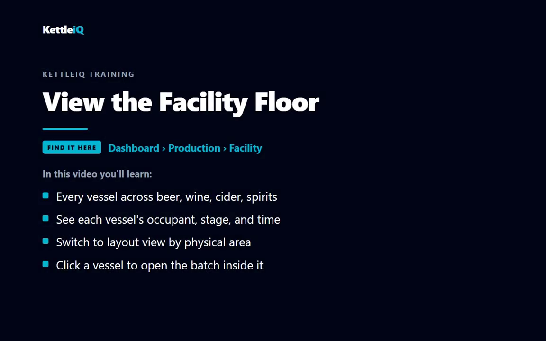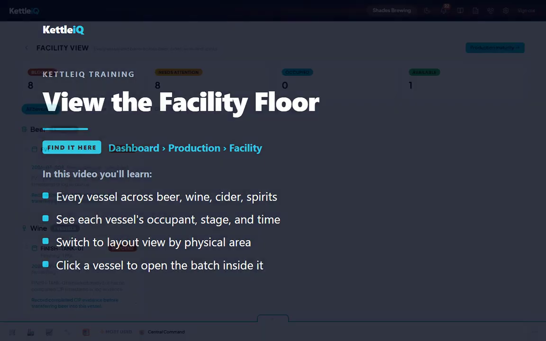Viewing the facility floor across every beverage line in KettleiQ. In this short training, I'll show you every vessel, tank, and barrel with what's inside it, the layout view, and how to jump straight to the batch in any vessel. Let's take a look. You'll find this under Production Facility from your dashboard.